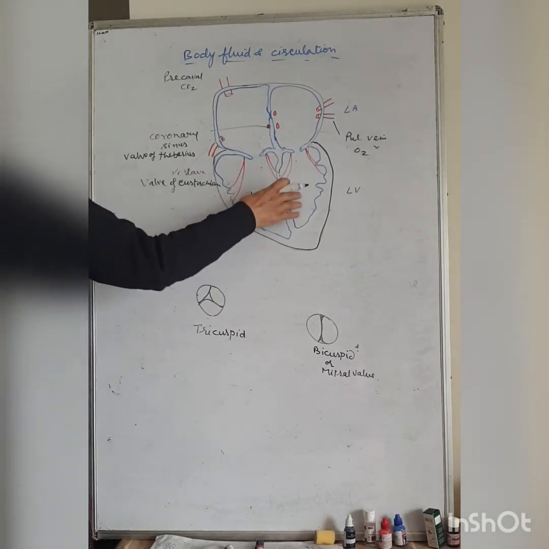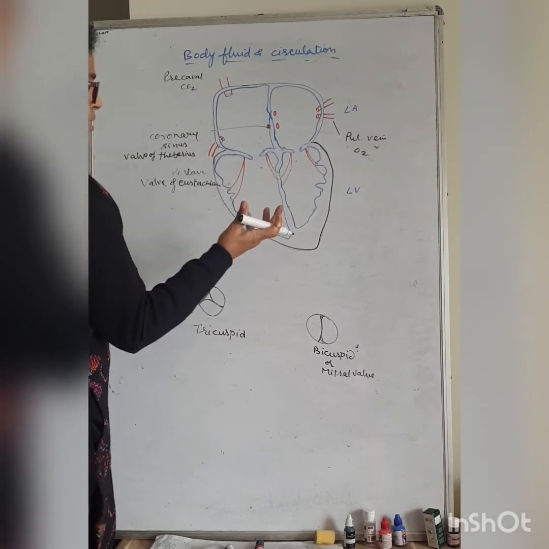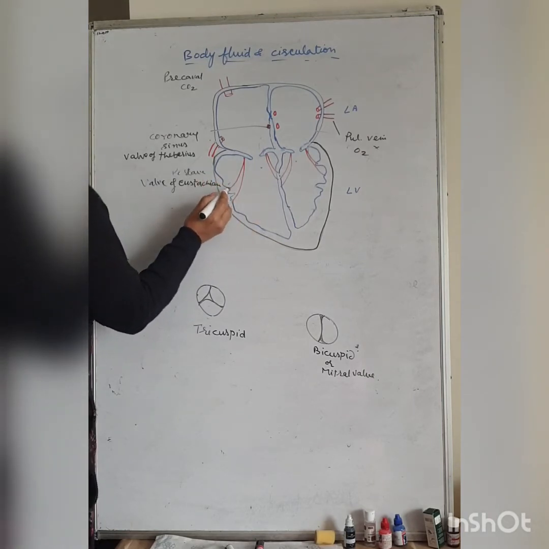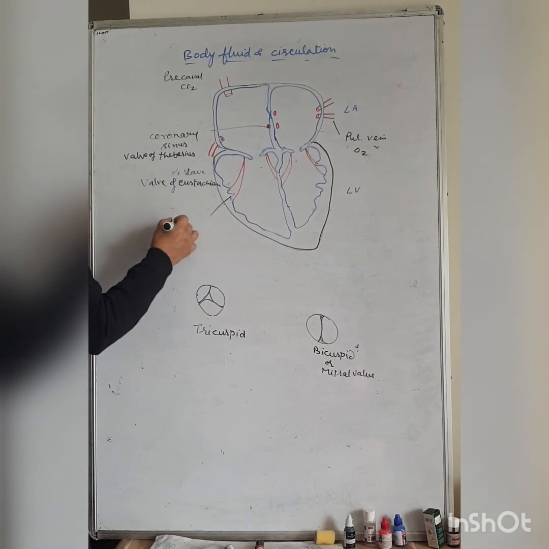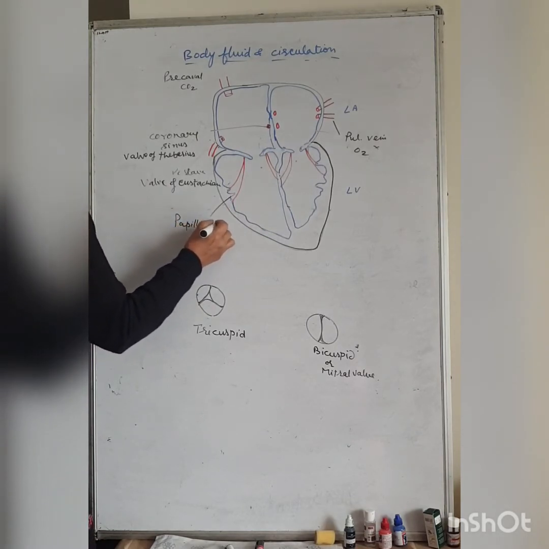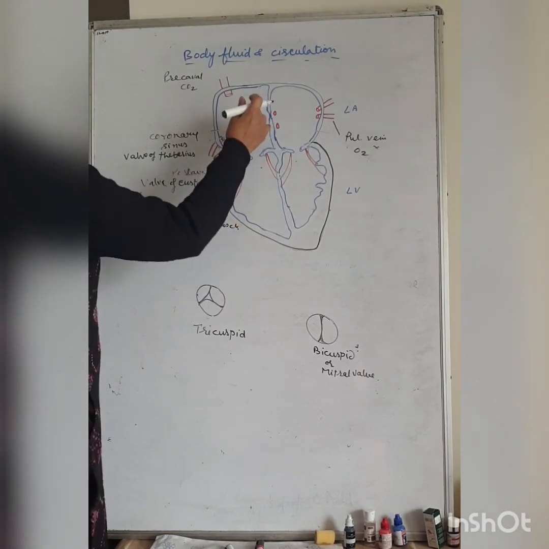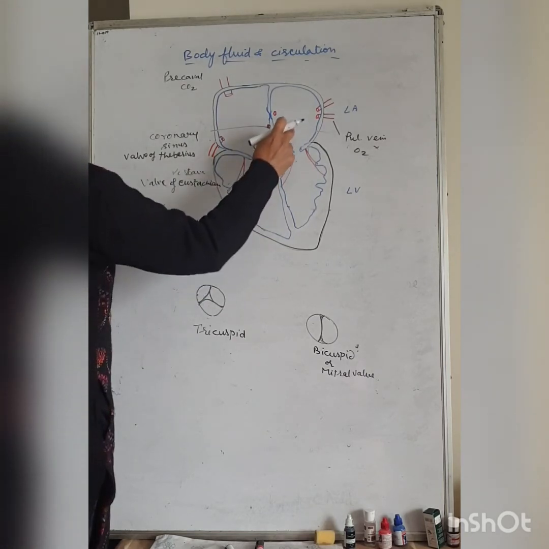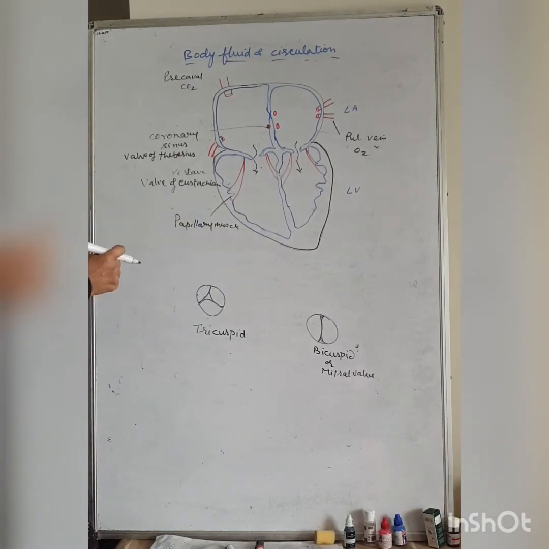Now the ventricles are there. As we discussed, the ventricles have thick walls. And this structure I mentioned, these are the papillary muscles. When the right atrium contracts, the blood comes into the right ventricle. From the left atrium, it comes into the left ventricle.